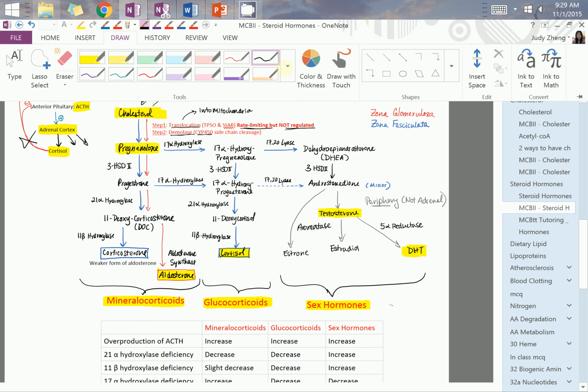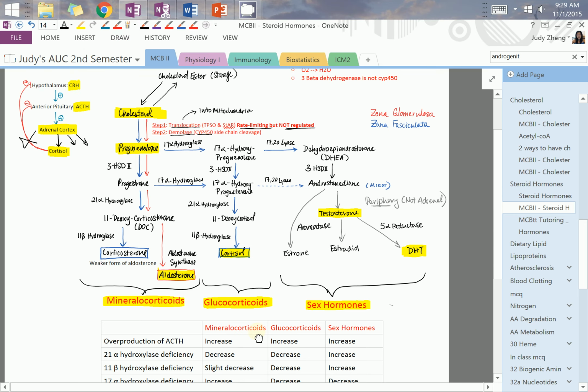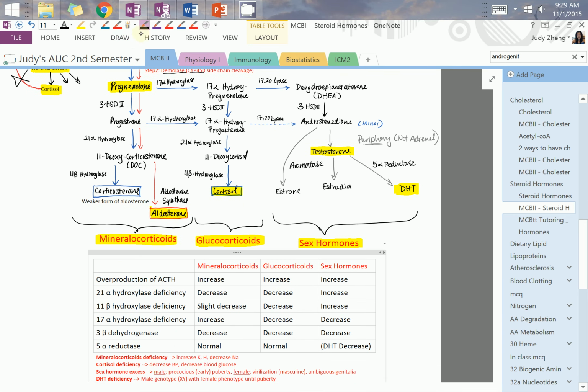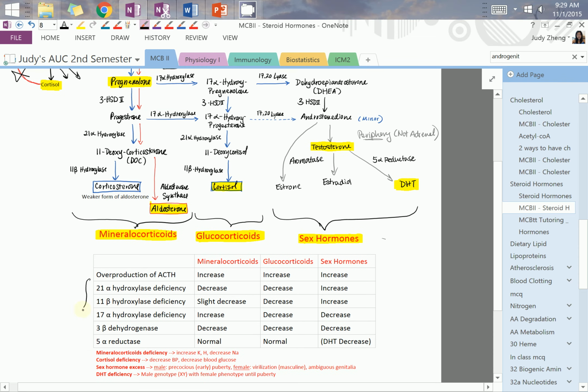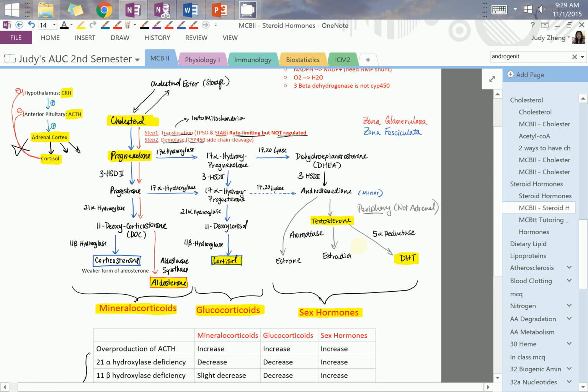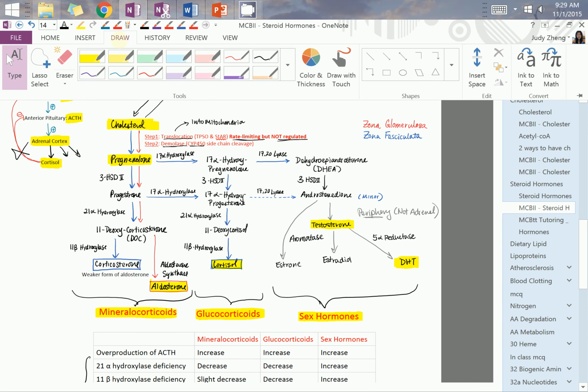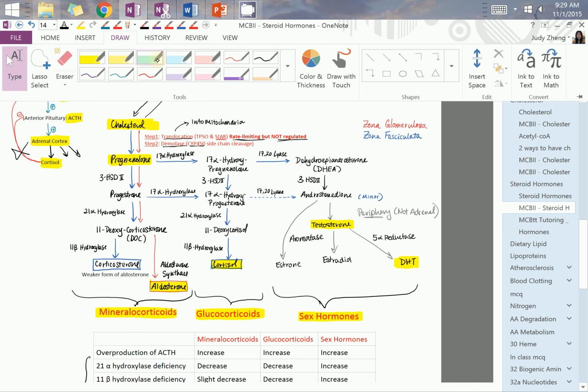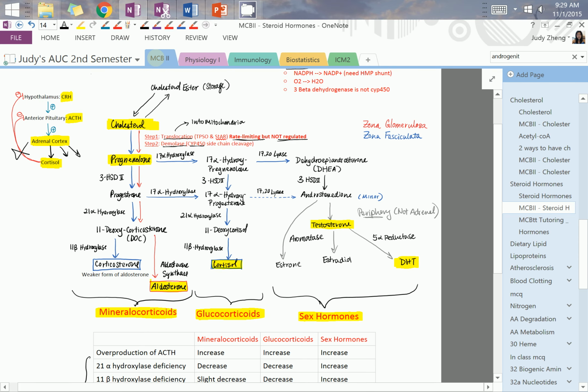And now I'm going to talk a little bit about the specific enzymes. There are only these enzymes here in the chart that you need to know. So you need to know about all these enzymes and how they affect the production of these 3 products. And we'll go through each one of them. Okay, so first one, we'll talk about the 21 hydroxylase deficiency. So I'm going to highlight this in green.